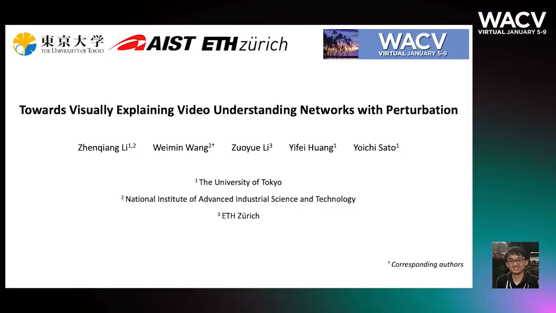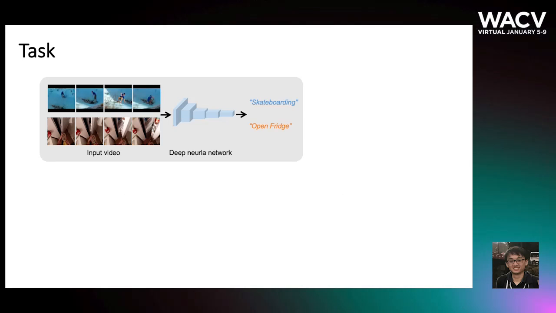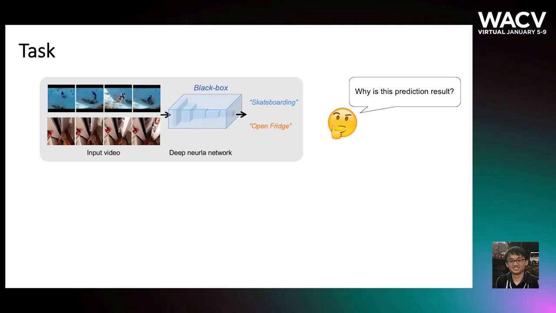In this video, I will introduce the work of visually explaining video understanding networks with perturbation methods. Deep neural networks have achieved considerable progress in many video understanding tasks in recent years. However, in most cases, although the prediction results by these networks are competitive, most of them are working like black boxes, and it is unclear for us why a result is predicted for one input.